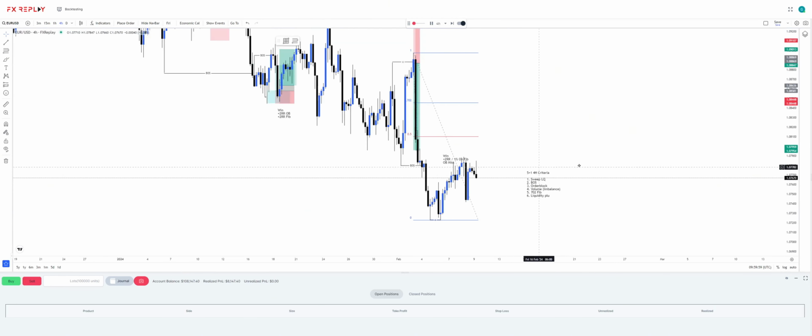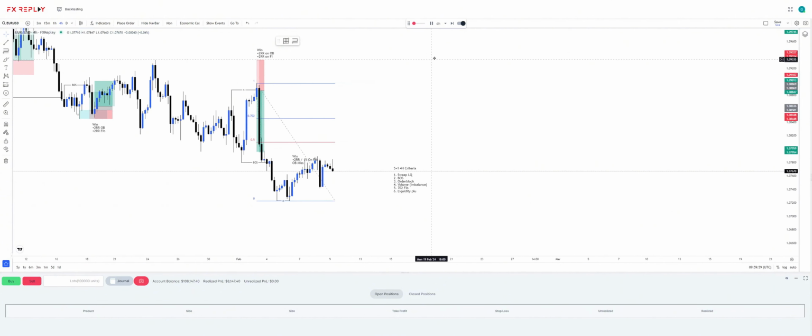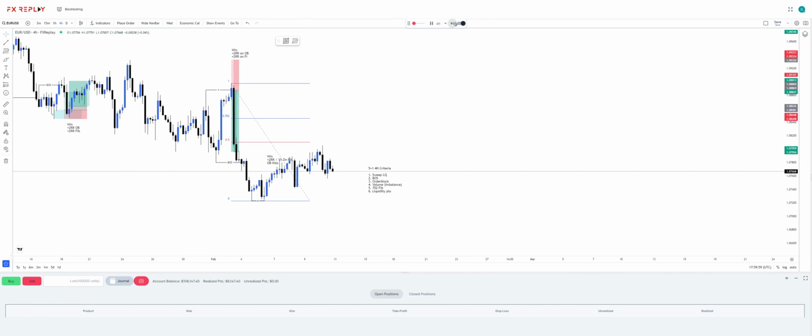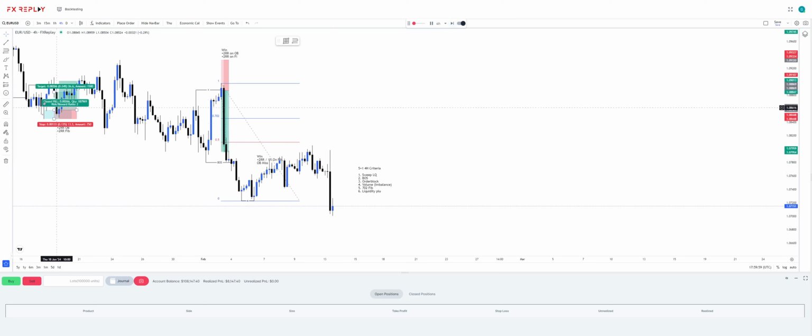Okay, so I'm going to remove everything here. I'm still interested in the swing setup, so let's see what happens. Okay, so let's keep following through price. Okay, and then we have a new break to the downside. So we'll put this aside for now. We'll label this as a new break.